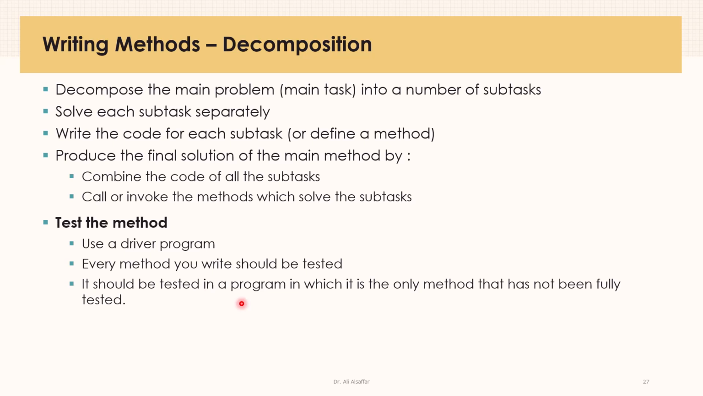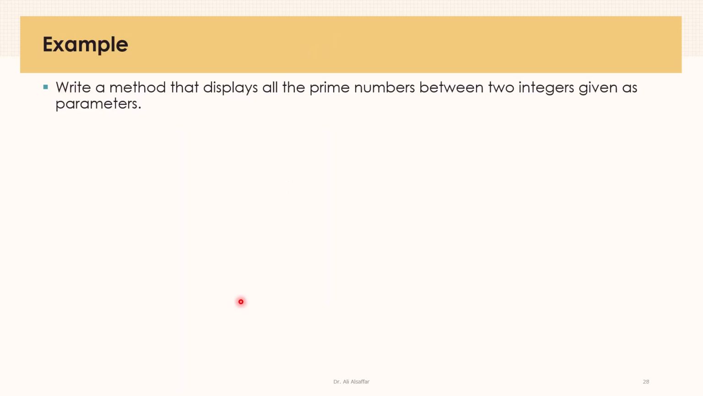Let me show you an example on how to find a solution of a problem by decomposing the problem into small subtasks, finding a solution for each subtask, and combining them inside main by calling or invoking their corresponding methods. Our main problem is to write a method that displays all prime numbers between two integers given as parameters.